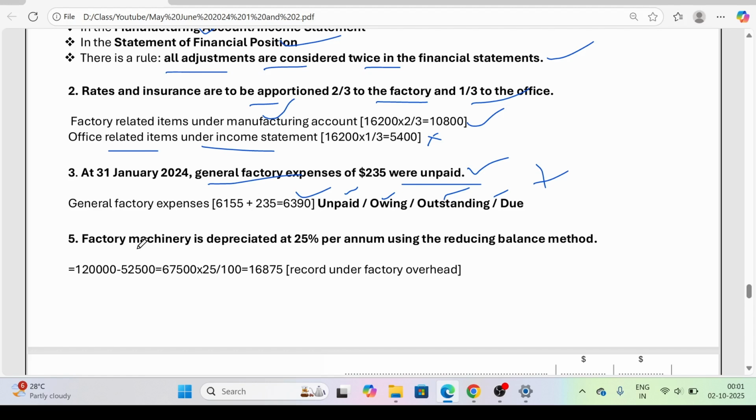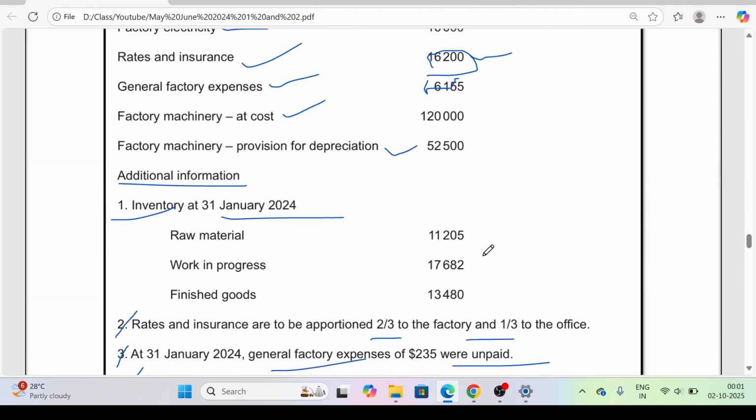Then fifth one, factory machinery is depreciated 25% per annum using reducing balance method. Remember, reducing balance method. How are you going to do it? Remember, these two are very important items. Factory machinery cost 120,000, right? If reducing, then the provision for depreciation, you must minus.